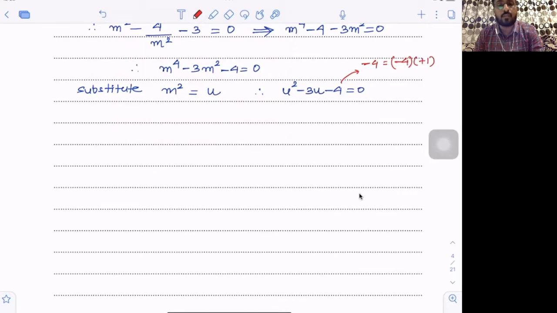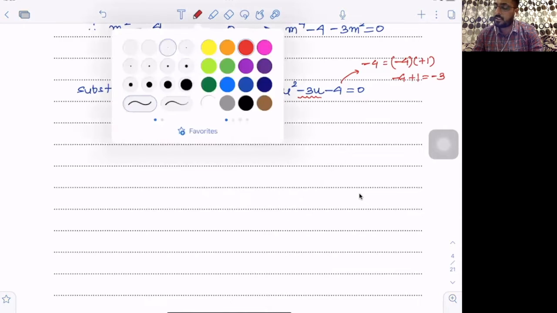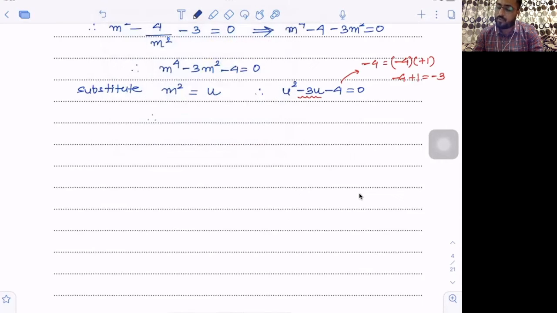Minus 4 multiplied with plus 1. And what is minus 4 and plus 1? It's simply minus 3, which is the middle term. So your factors for minus 4 are minus 4 and plus 1. That means you will get the factors as what?